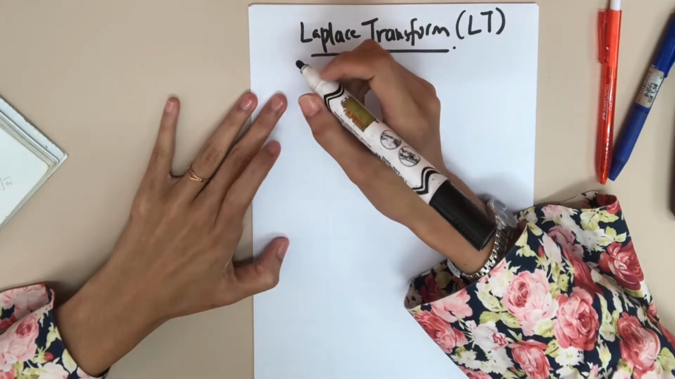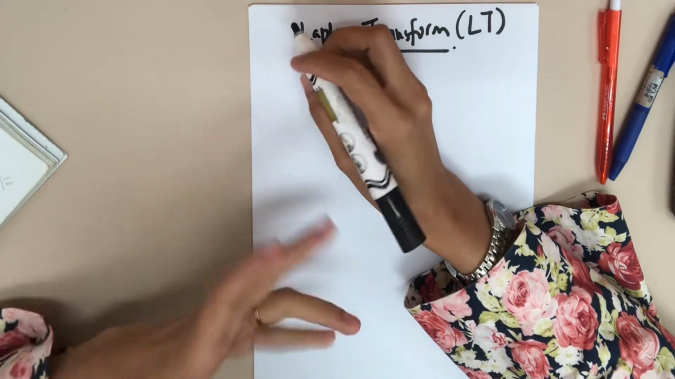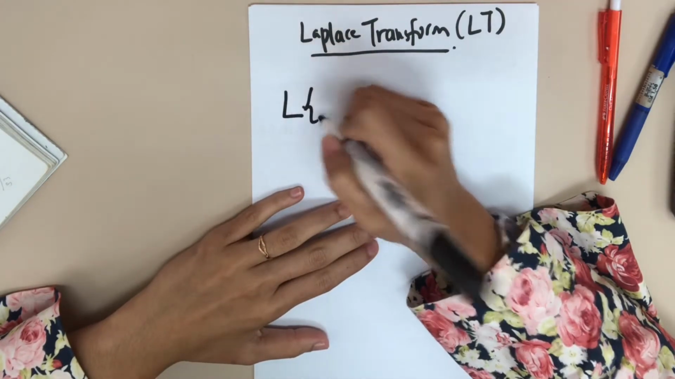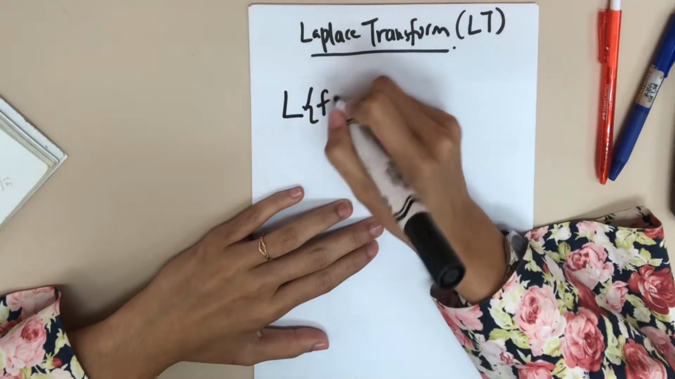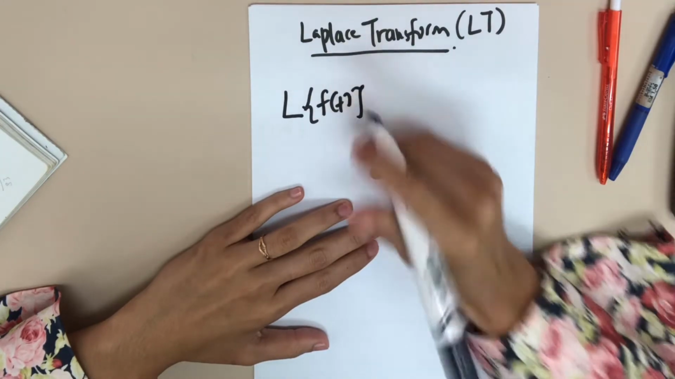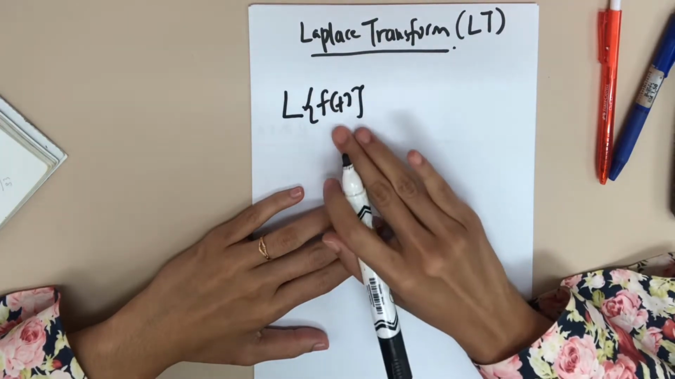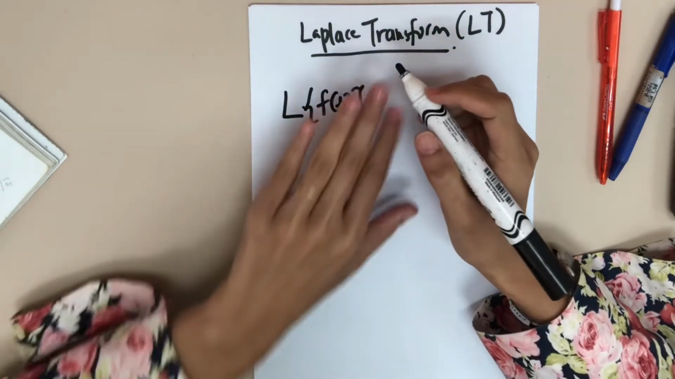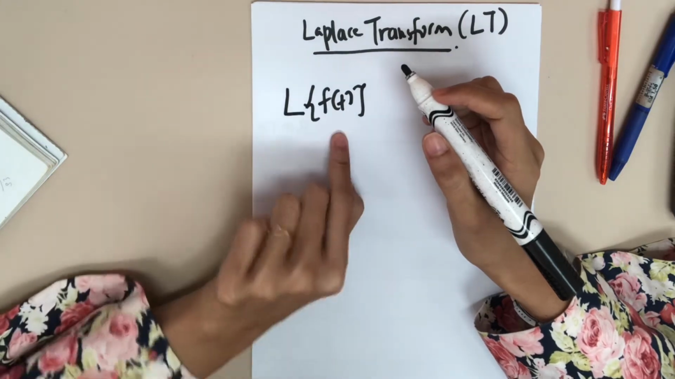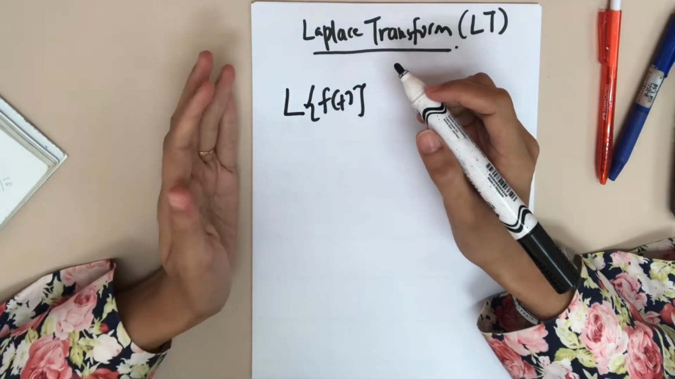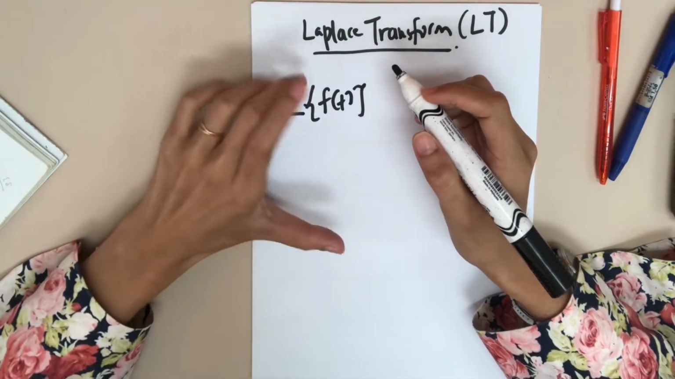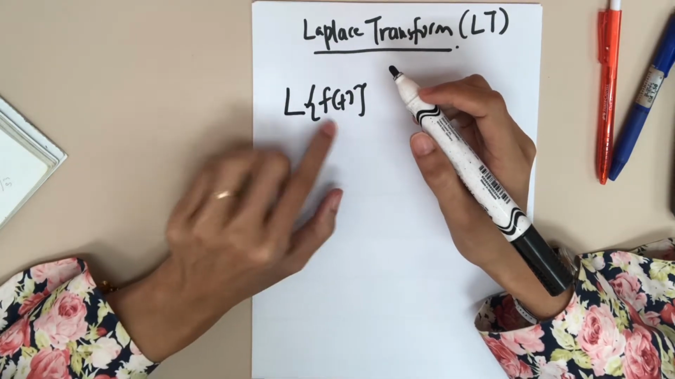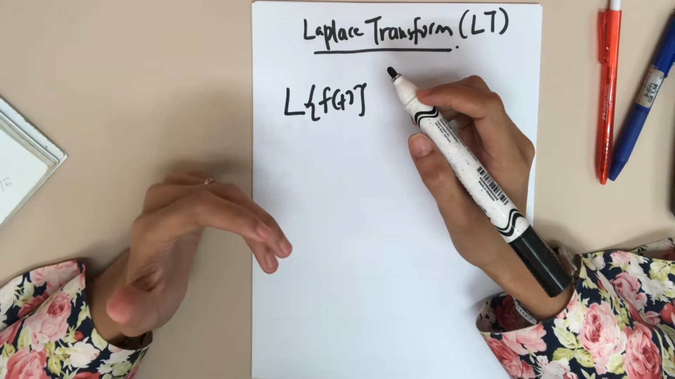So introduction here is how we write the Laplace transform. L, and then we have a curly bracket here, and inside the curly bracket we have f(t). So f(t) is a function, of course. f(t) is a function, and this is what we call the Laplace transform for the function. So this is how we read it.